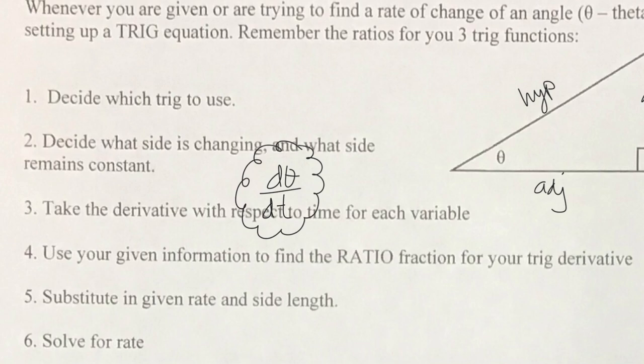Then we're going to find the ratio fraction for our trig derivative after we take the derivative, and we're going to replace it, and then we're going to solve for everything else after that. So these are our steps, with number 3 and number 4 probably being the most important steps to remember when we're doing a trig related rate problem in calculus.